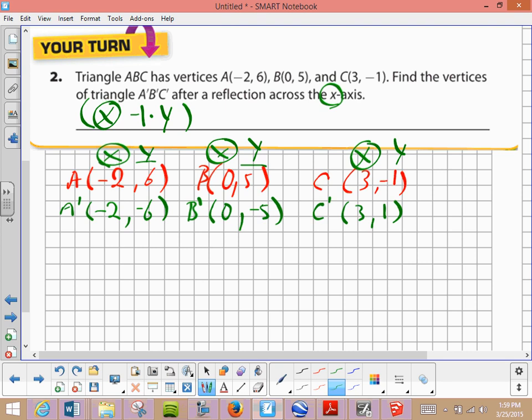The ones in red are the originals, the pre-image, and then the ones in green are the image. They're the primes. Yes. No, when do you flip these? When you're rotating. This is not rotation. What is it? You do not flip it unless you're rotating.